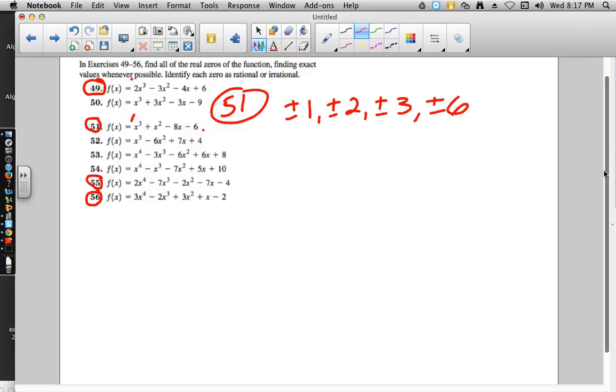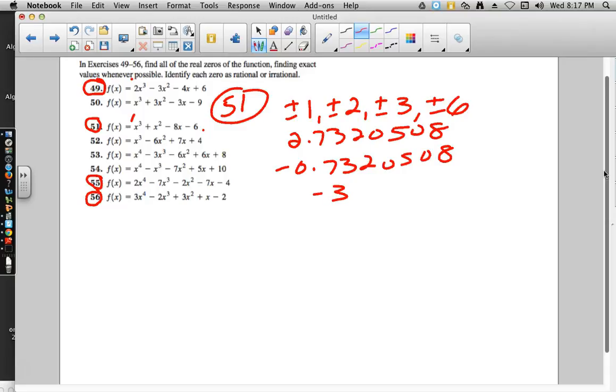And we see that we have 2.732058, and we have a negative 0.732058, and a negative 3. Now, the first two are obviously irrational. We're not going to start with those. We're going to go ahead and use that negative 3 synthetically, and we're going to verify that that really is a 0, because we punch stuff in wrong all the time.